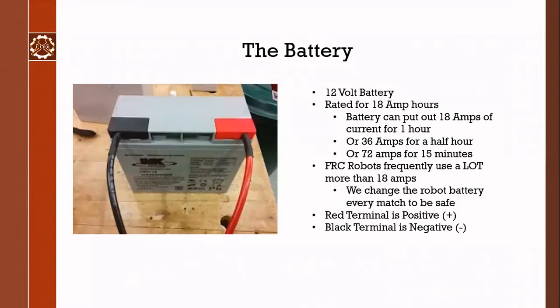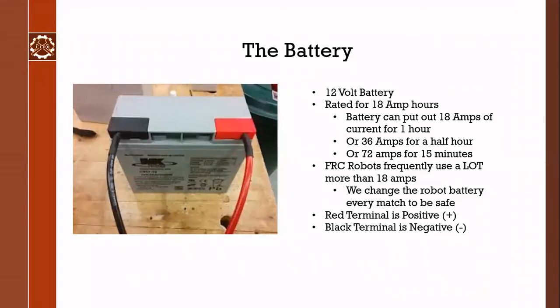The way that FRC generally works, we use a lot more than 18 amps. So we have to constantly interchange the batteries every match. And that's why we go through a lot of batteries if you watch when we're practicing and while we're in a match. A little bit about the battery.